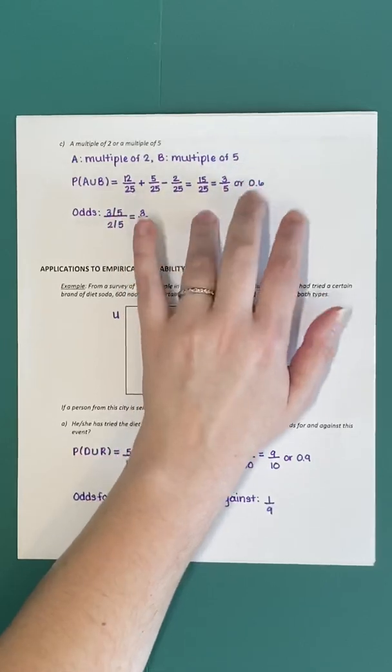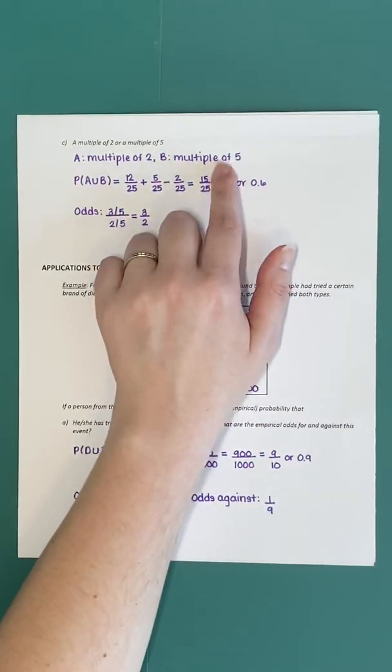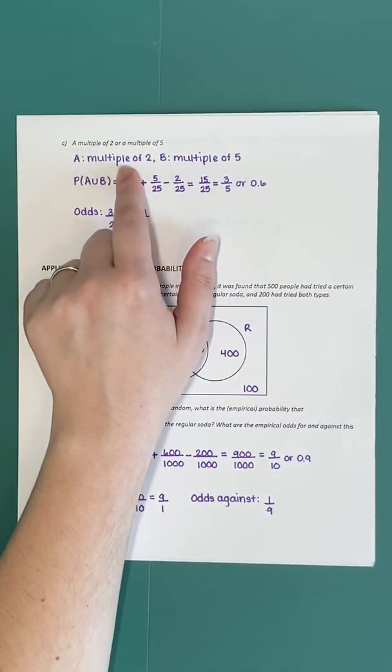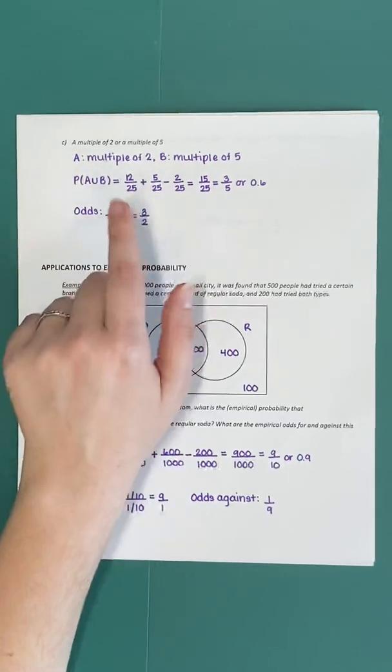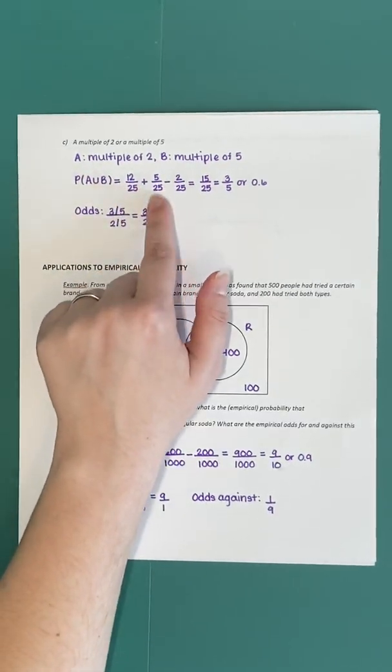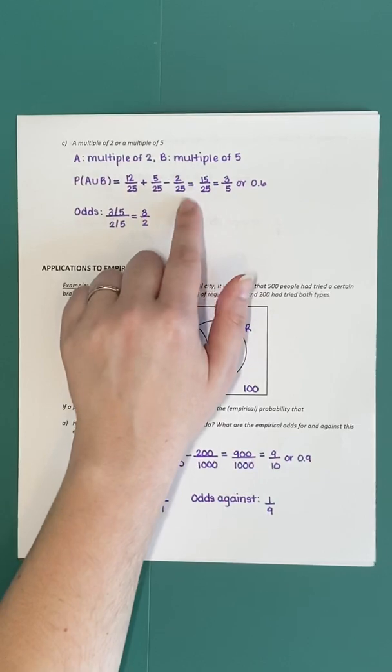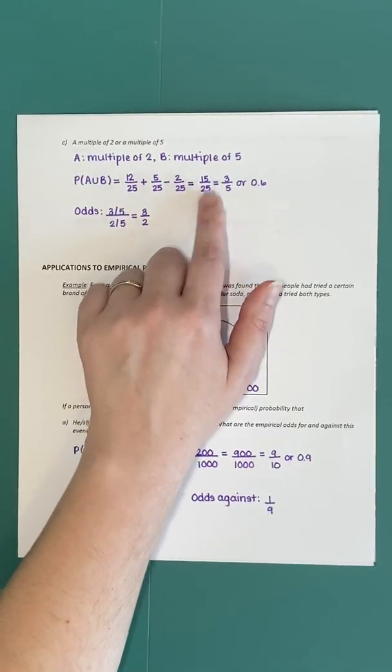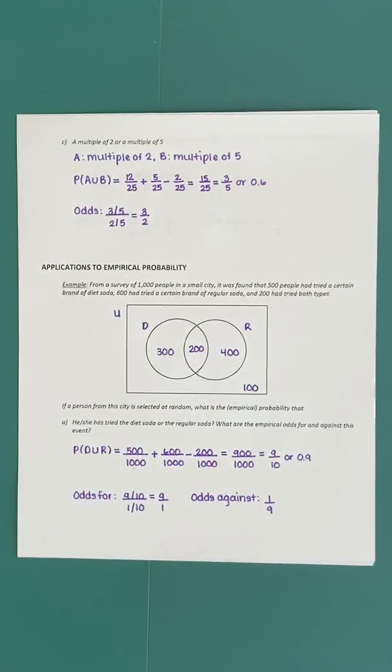10 and 20 are multiples of 5 that are also even. They're also multiples of 2. So those two outcomes, those were double counted. So we're going to subtract the 2 out of 25 that were double counted, which is going to give us 15 out of 25, which reduces to 3 out of 5.